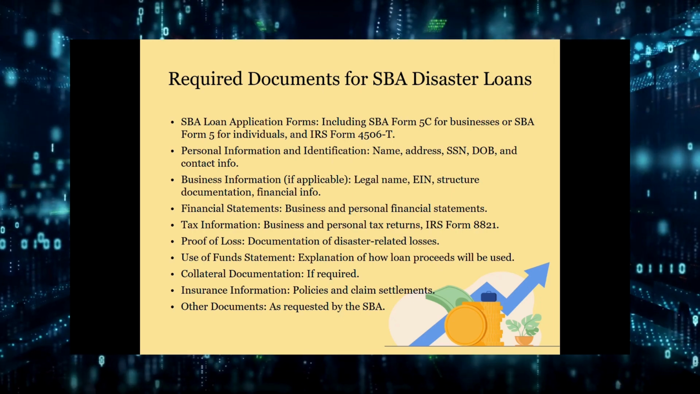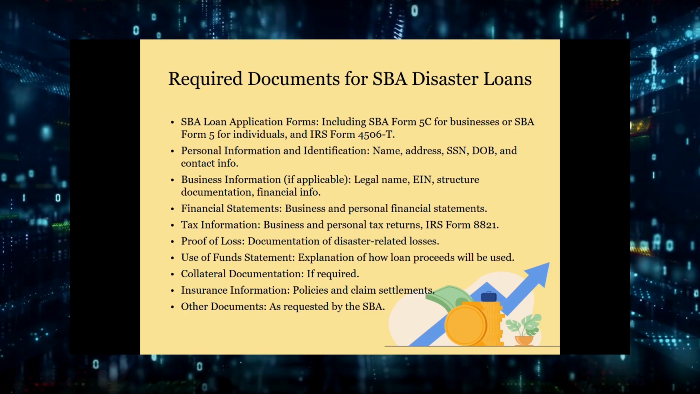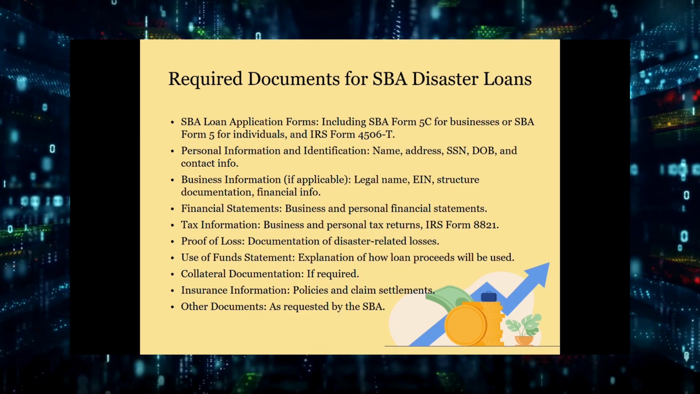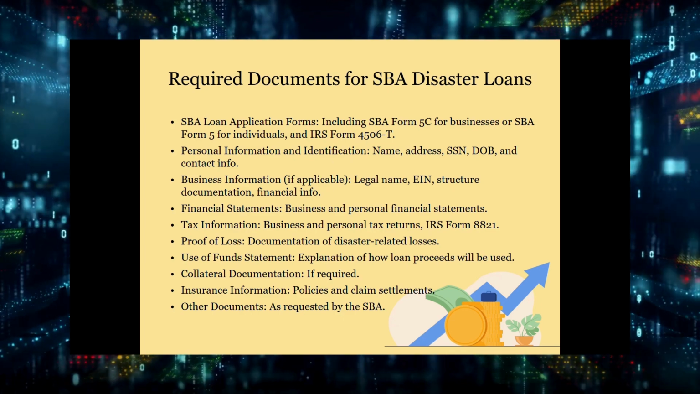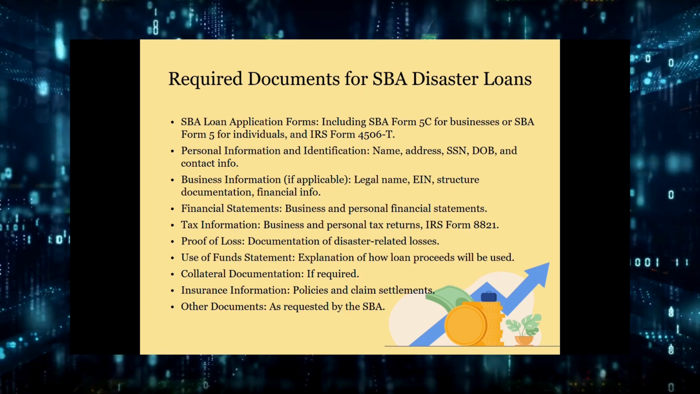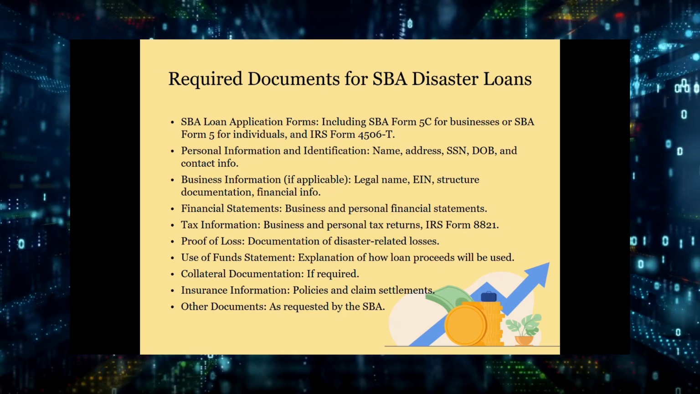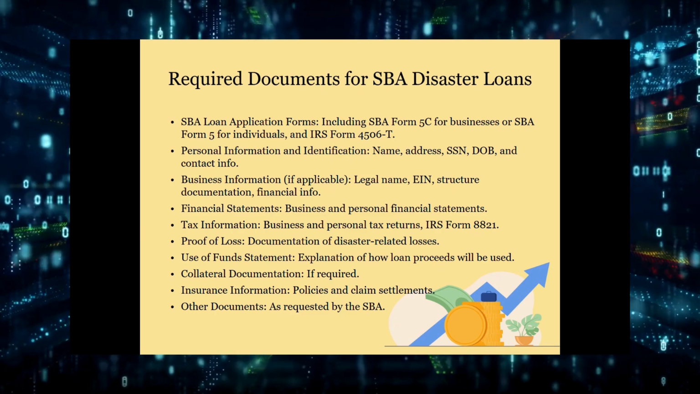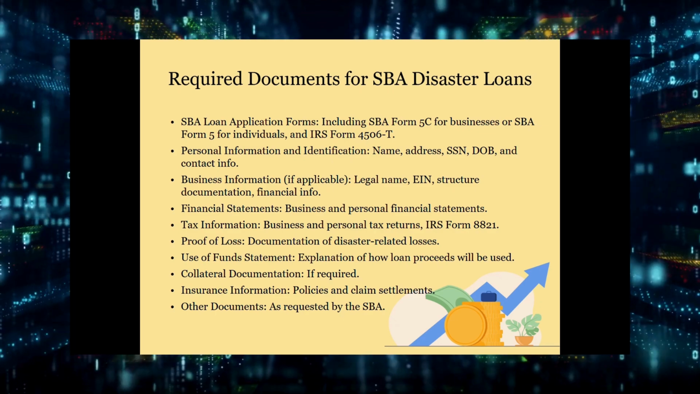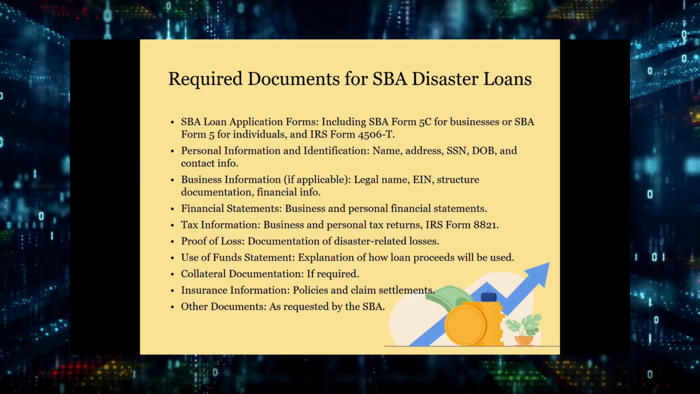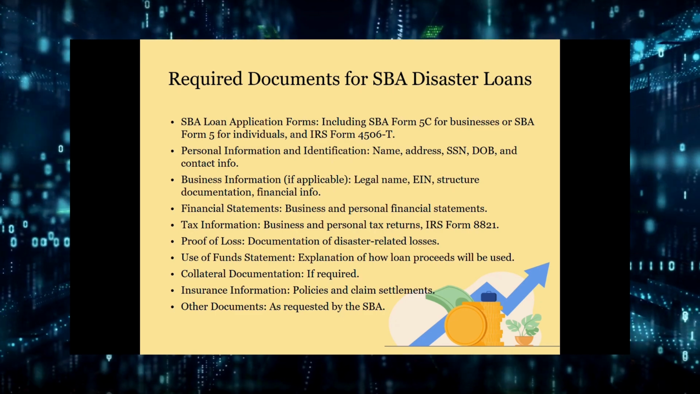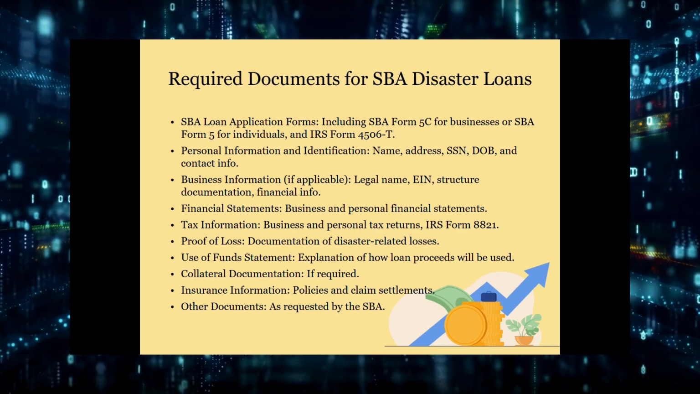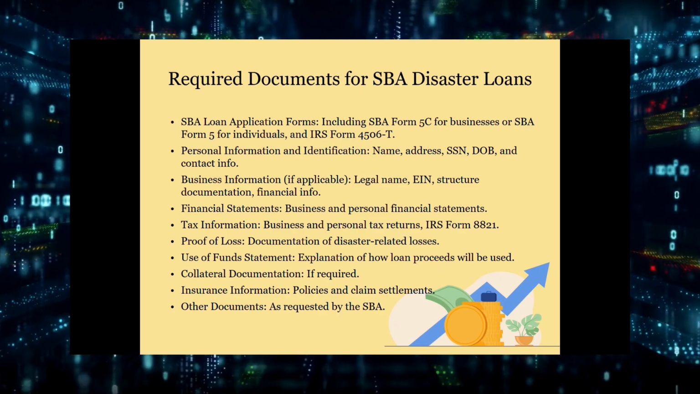For businesses, you'll need to provide the legal name, address, contact information, employer identification number or EIN number, or social security number, and all documentation of the business structure, otherwise known as articles of incorporation or organization or a partnership agreement. Also include financial information such as gross revenues, cost of goods sold, and operating expenses. Financial statements include business financial statements such as balance sheets, income statements, and cash flow statements. Personal financial statements for all owners with significant ownership stakes in the business are also required.